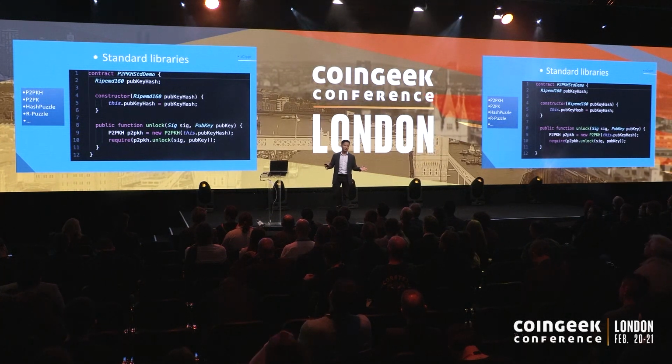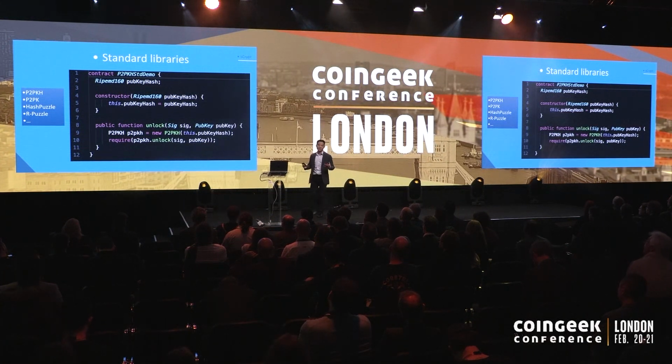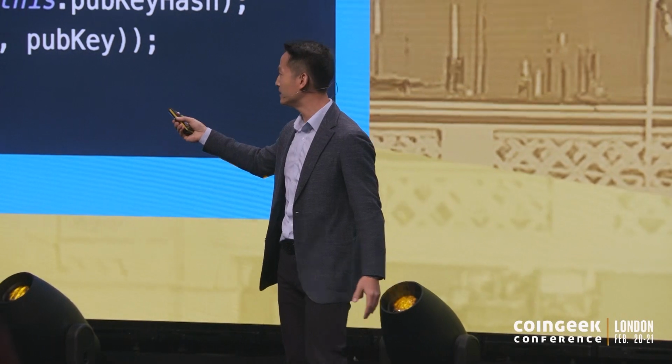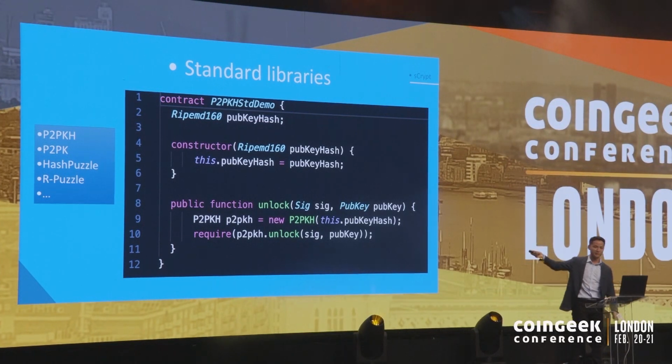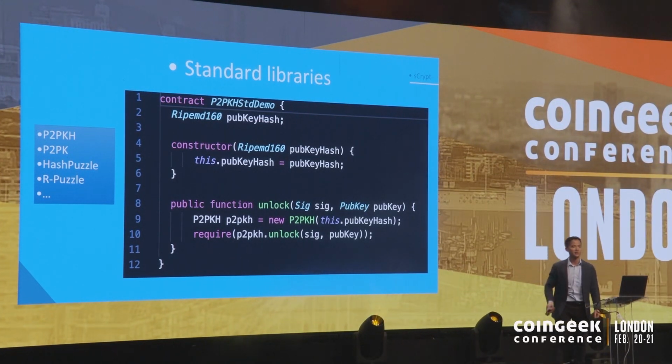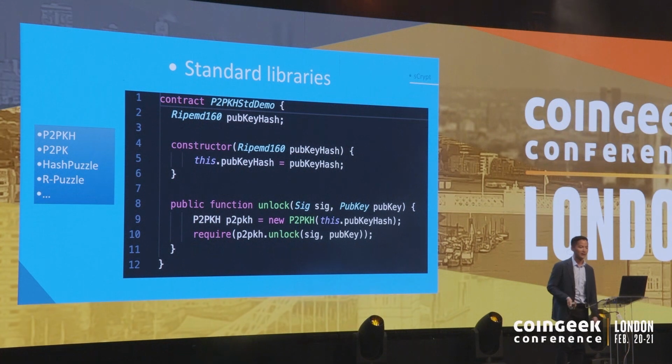Of course, the typical way to wrap it is in the standard library, so developers don't have to write it manually. For example, I also have the P2PKH contract in the standard library, so you can do it in just one line, and then use it in your code.